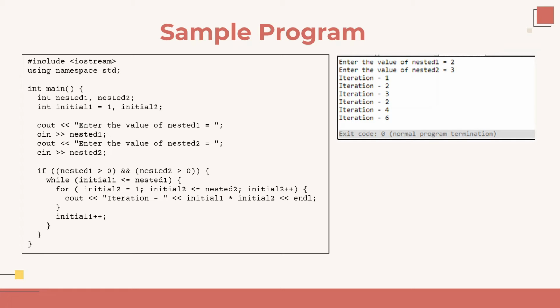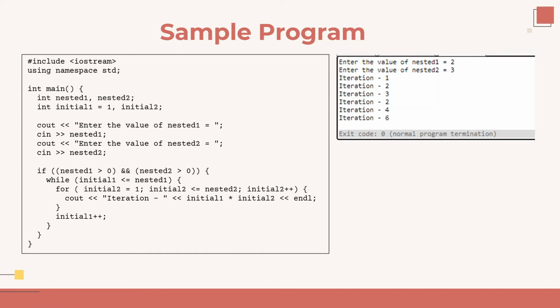Inside the while loop statement, there is another loop again. Then the looping condition is checked. We need to check if the value of initial 2 is less than or equal to nested 2 or not. If the condition is true, then the for statement is executed. The statement displays a message to the screen, iteration, and then dash, and then the result of initial 1 multiplied by initial 2. The for statement will be executed until the value of initial 2 is more than the value of nested 2.